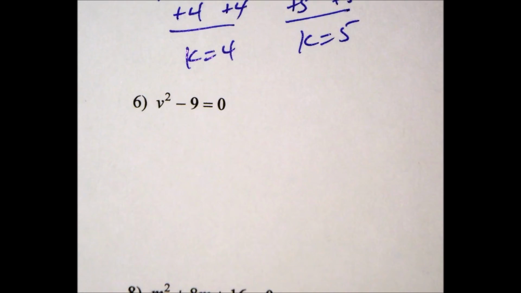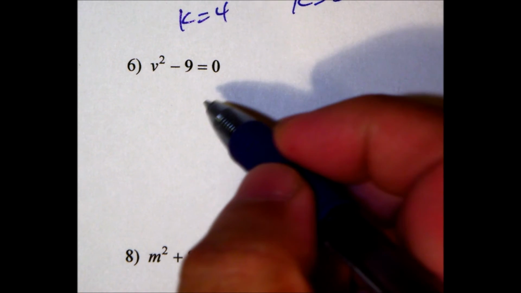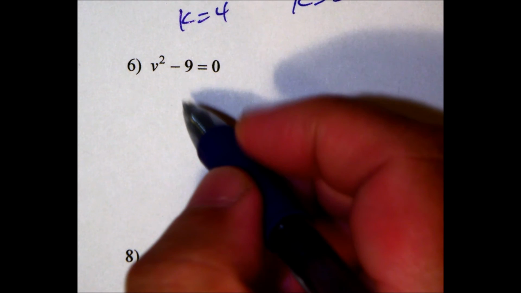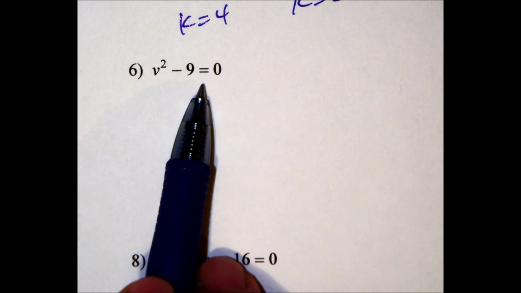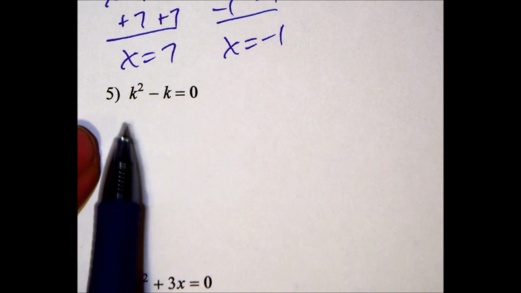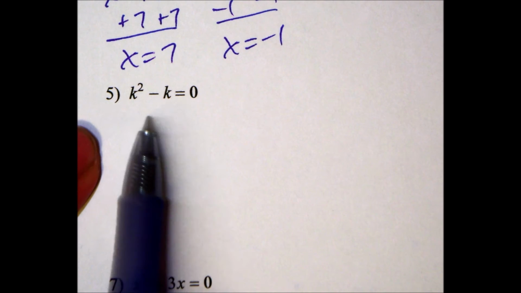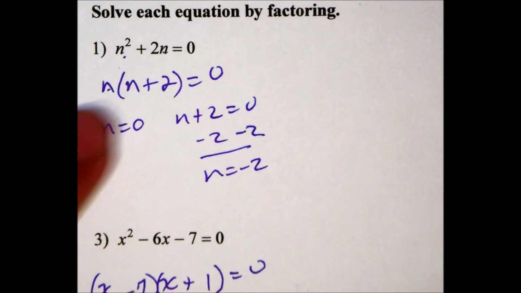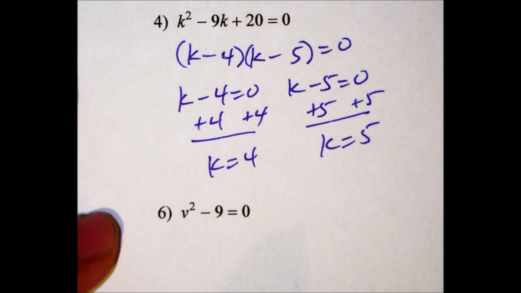Alright, I'm going to do one more. Number 6, because this looks kind of weird. Okay, v squared minus 9. This is the difference of 2 squares. If you don't remember, what I have is a perfect square minus a perfect square. There's no middle term. It looks different from number 5, where you've got variables in both terms, a k squared and a k. Number 5 is a common factor, like number 1, where I take out a common factor. Number 6 is not like number 1, 2, or 5.